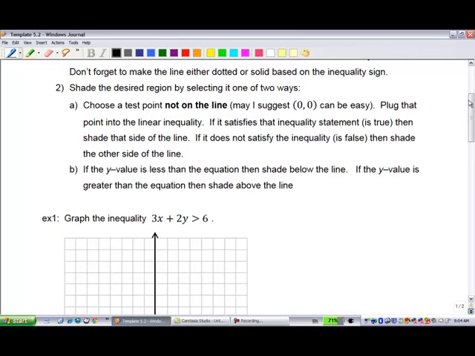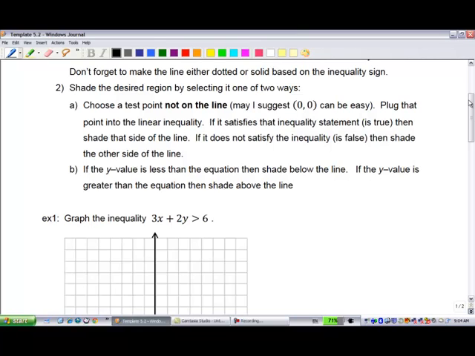So what we want to do then is shade the desired region by selecting it in one of two ways. Because we're talking about an inequality, we're talking about shading, and we want to shade in the region which matches the inequality.